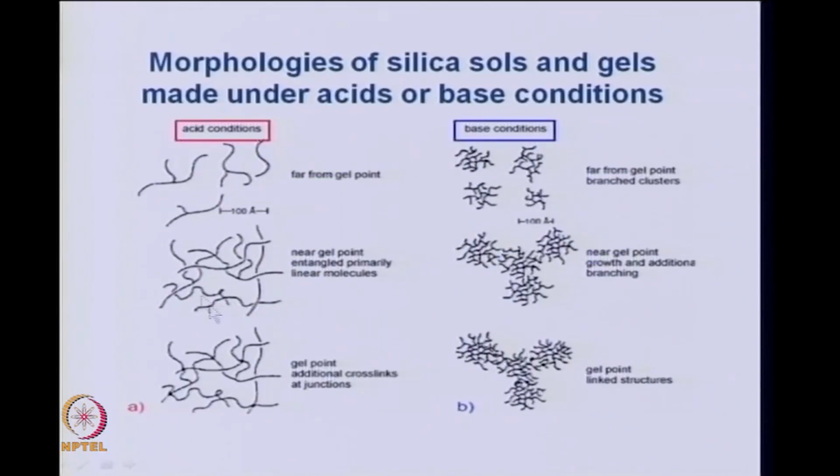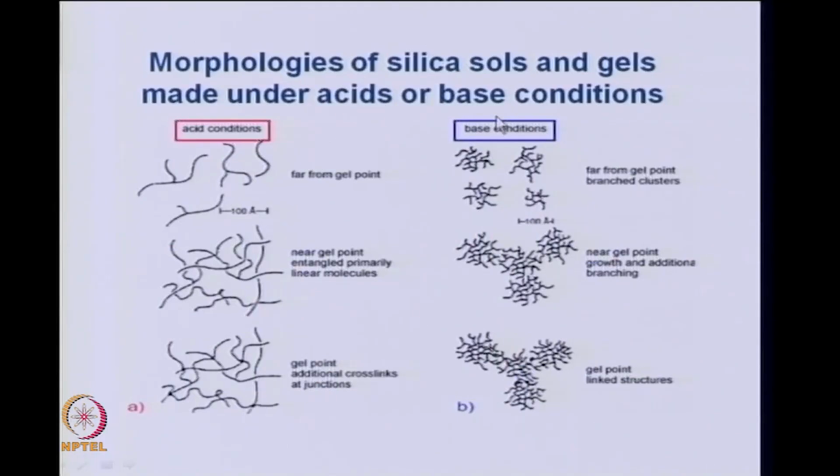So, here also you see long chains like you see in this case, but there are more chains and they are more crossing each other. When you are at the gel point, we will have additional cross links at the junctions. So, wherever they meet, you will have additional linkages if you are at the gel point.